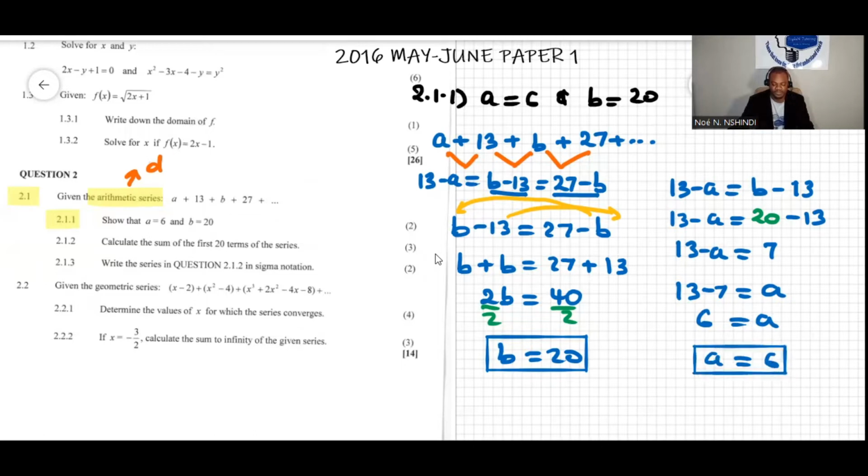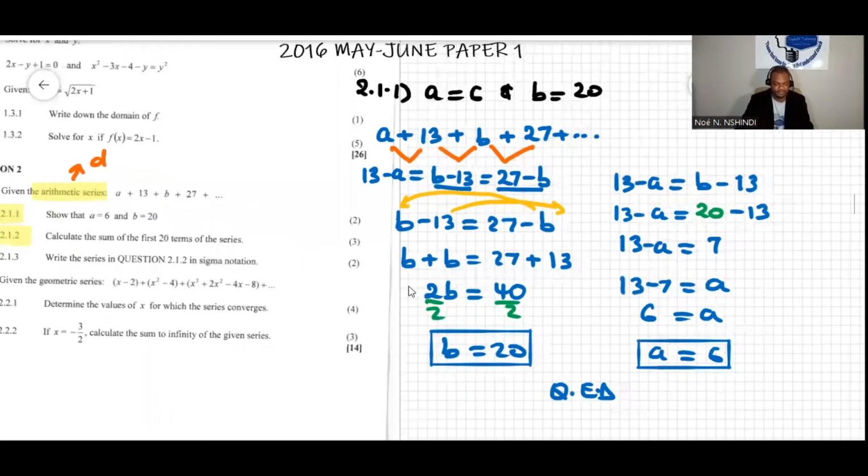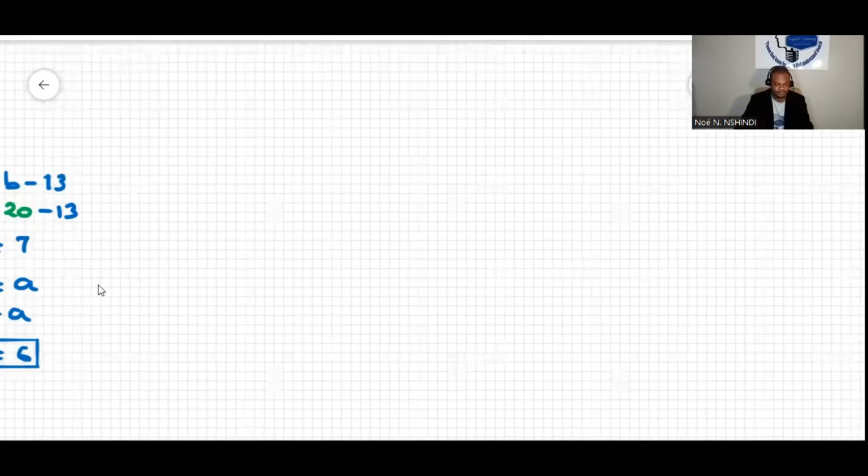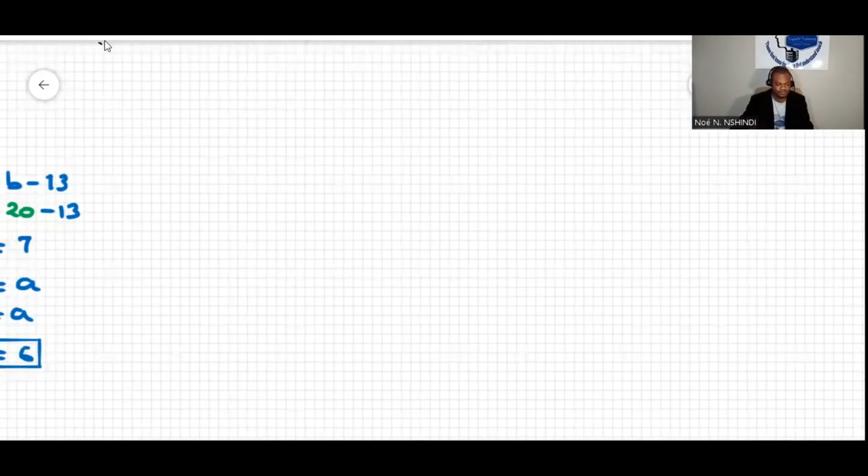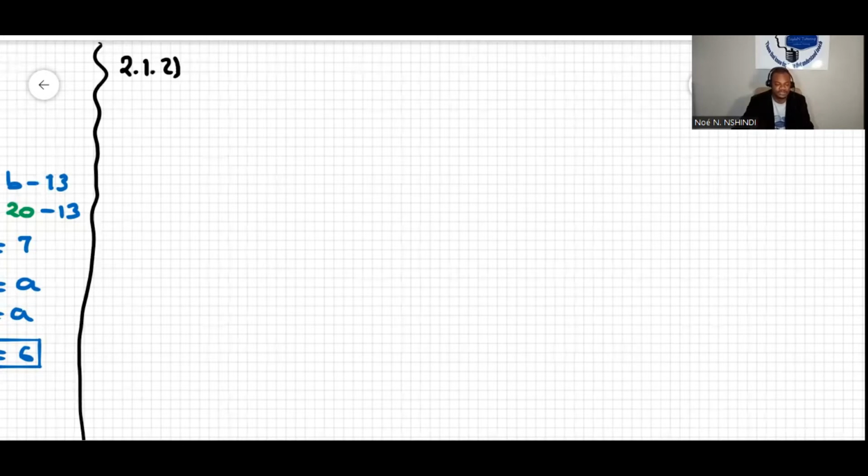Now proven. Quod erat demonstrandum, it's Latin, it means what was supposed to be proven. Thank you. Now we can do question 2.1.2. The question says, calculate the sum of the first 20 terms of the series. All right, I'm gonna move my board over here. 2.1.2, we need the sum of the first 20.